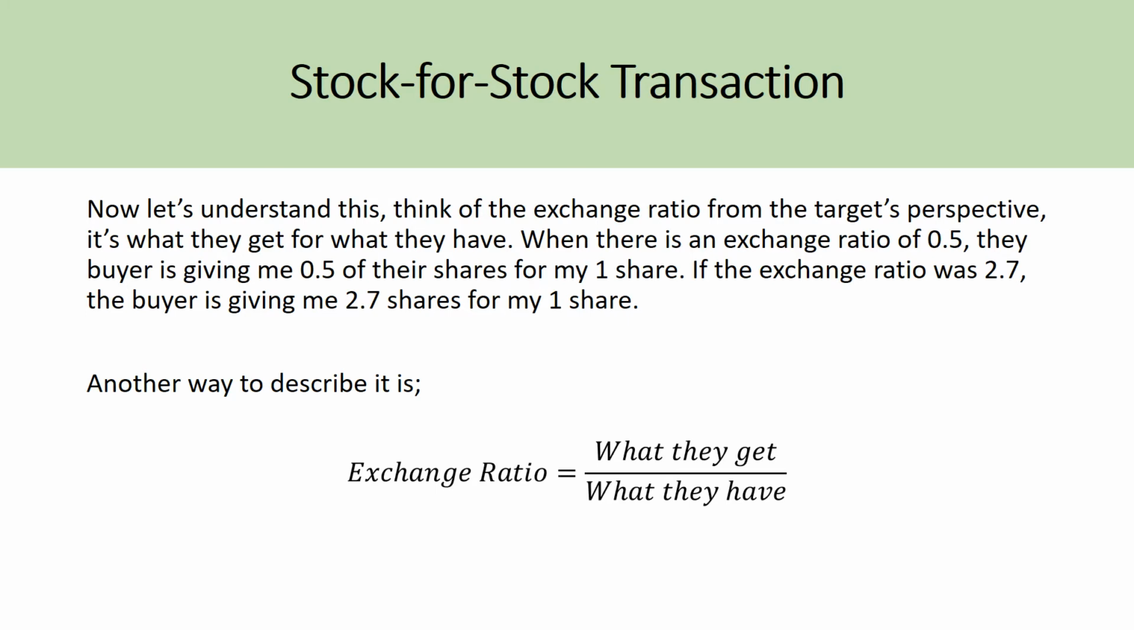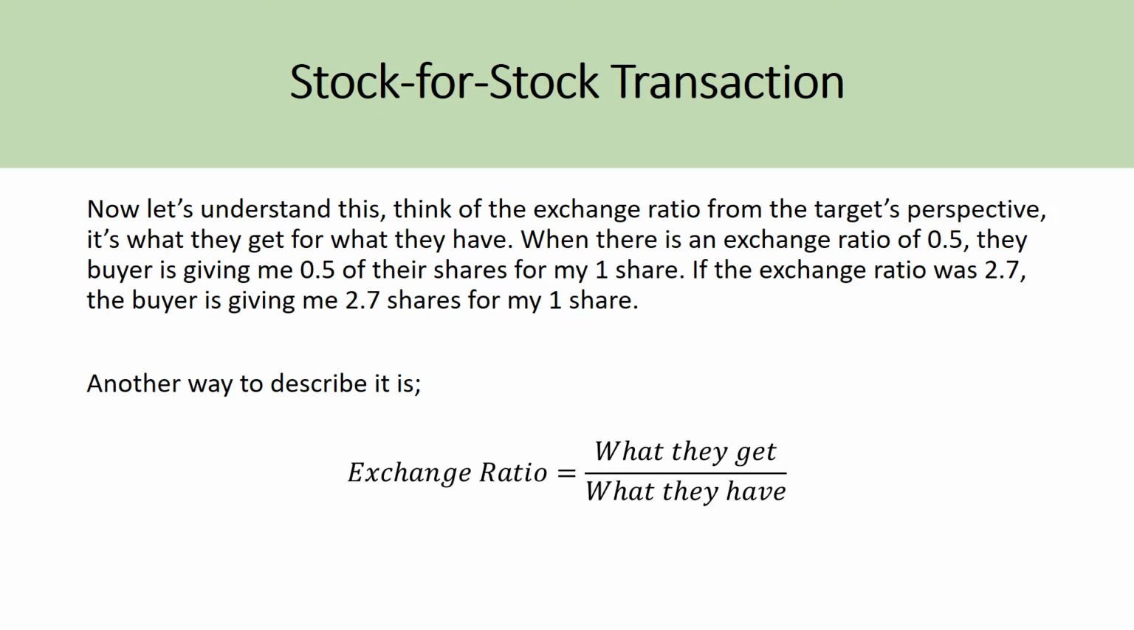So now let's understand this. Think of the exchange ratio from the target's perspective. It's what they get for what they have. When there is an exchange ratio of 0.5, the buyer is giving me 0.5 of their shares for my one share. If the exchange ratio was 2.7, the buyer is giving me 2.7 shares for my one share. So another way to describe it is that the exchange ratio is what they get for what they have. So if I have one share and I get 0.5, then the exchange ratio is 0.5. And that means that I'm getting 0.5 of the acquirer's shares for my one share.